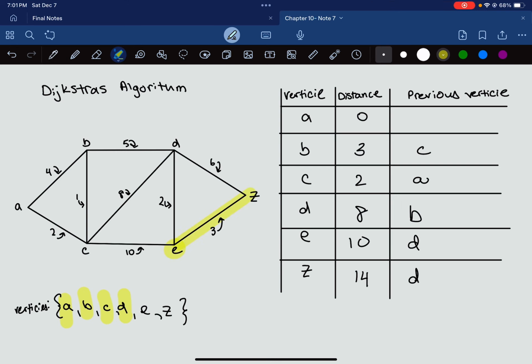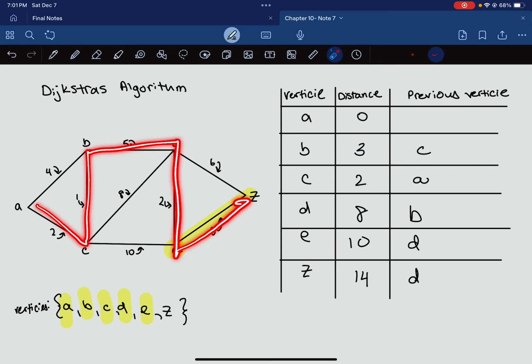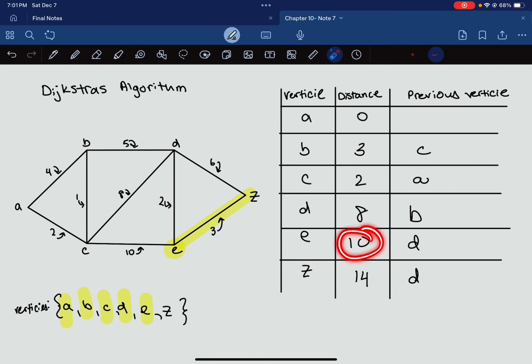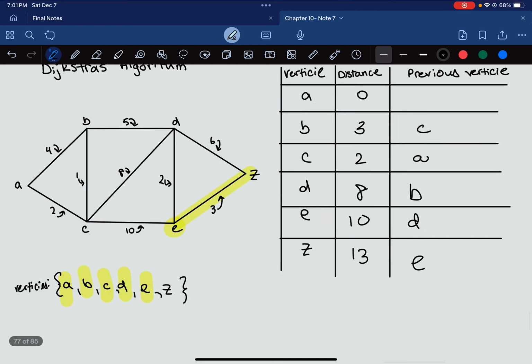From E, we can only go here. Now we're going to go from here to here to here to here, plus our new 3. So that is going to be 10 plus 3, which is 13. 13 is smaller than 14, so we're going to erase this, and write 13, and the previous node is going to be E. And now that was our end.